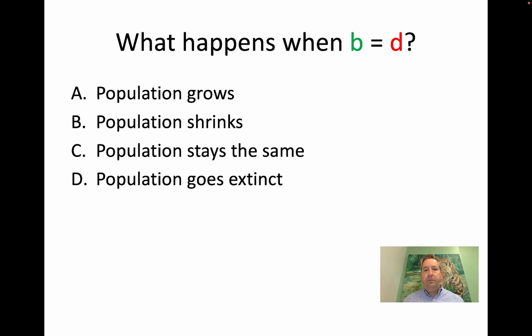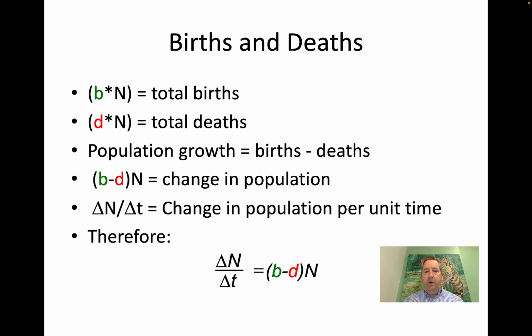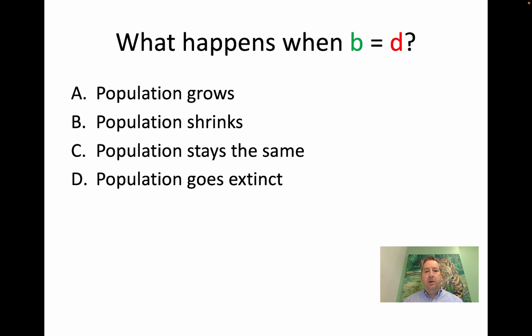Now, we can ask another question here. What's going to happen when b equals d? If we go back and look at this, if b and d are the same number, that becomes 0 times n. So what you should conclude there is when the birth rate and the death rate are the same, the population will neither grow nor shrink. It will stay the same.